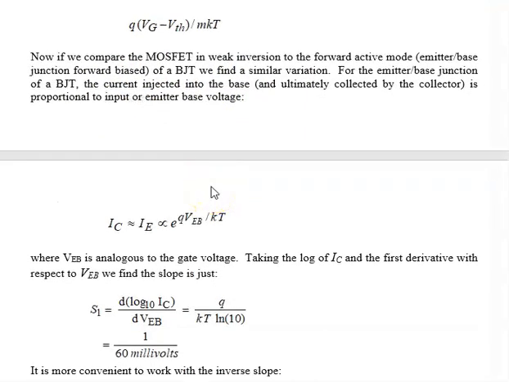Now, let's compare the operation in weak inversion to the operation of a BJT in the forward active mode. And remember, in the forward active mode, the collector current is approximately equal to the emitter current. The difference, of course, is the very small, hopefully very small, base current, and it's proportional to e to the q V_EB divided by kT. Let's remind ourselves why I put the EB and not the BE.